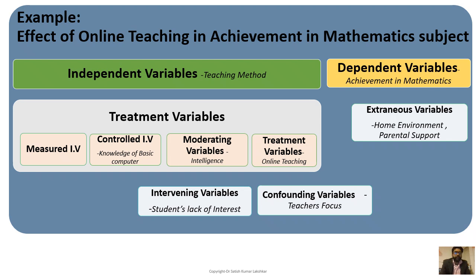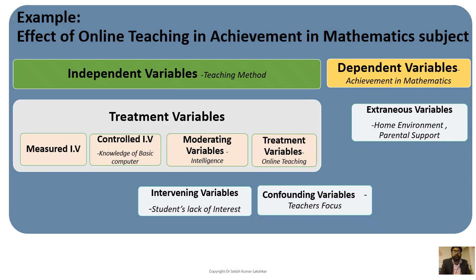So if we talk about treatment variable, now in this case the role could be played by controlled independent variable, moderating variable, treatment variable. Now controlled independent variable may be like knowledge of any basic computer course or any other subjects, which may help in mathematics. So that could be a controlled variable. Moderating variable, obviously, we can consider as intelligence also. This intelligence could be a moderating variable.